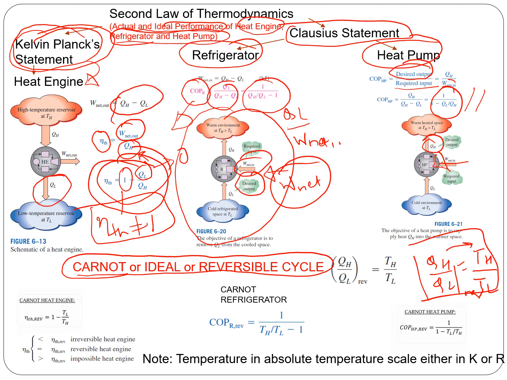So if you replace that for a Carnot heat engine, QL by QH would be TL by TH. So this is handy for finding the thermal efficiency for a reversible heat engine. And when that is the case, the thermal efficiency is equal to 1 minus QL by QH. So these formulas are very important.